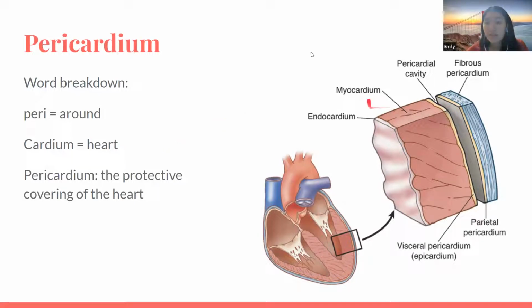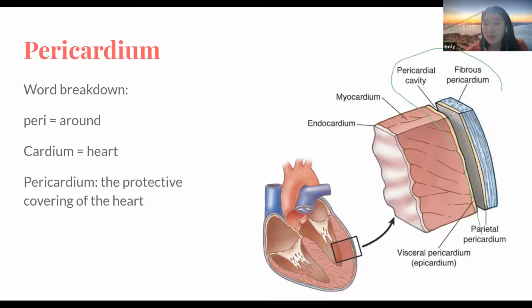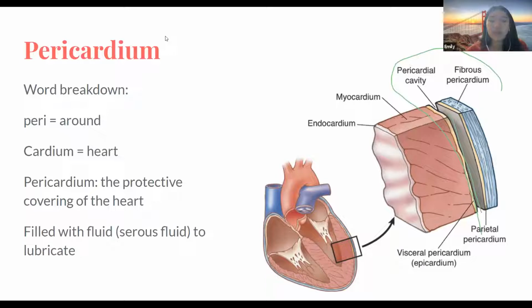You can see there are many layers that make up the pericardium, but within it you're going to have this gap, as you can see here, and it's filled with serous fluid, which is just a type of bodily fluid that essentially lubricates the heart, so that it's protective and when it's moving around it doesn't have a lot of friction. So the heart has protective membranes that lubricate it.